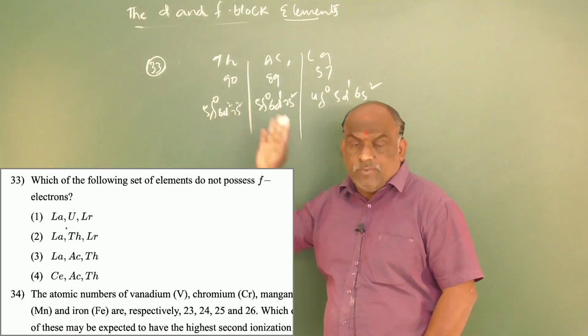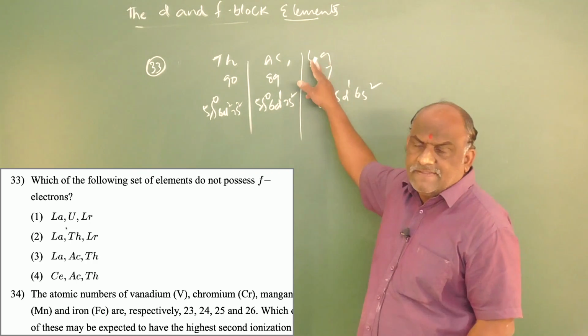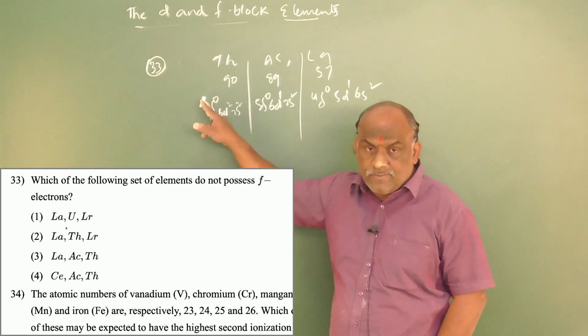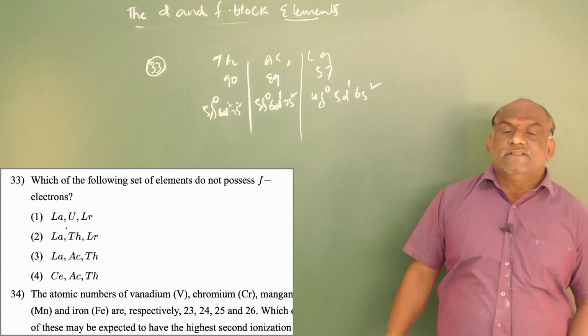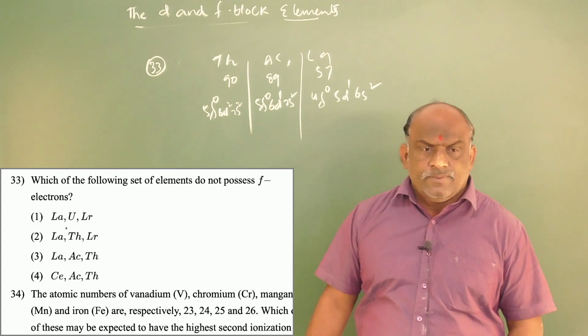Thorium belongs to the F block, but these two do not belong to the F block. After lanthanum, next are the lanthanides. After actinium, next are the actinides. But thorium belongs to the F block, despite the absence of F electrons: 5f0, 6d2 and 7s2 configuration. So the answer is lanthanum, actinium, thorium.